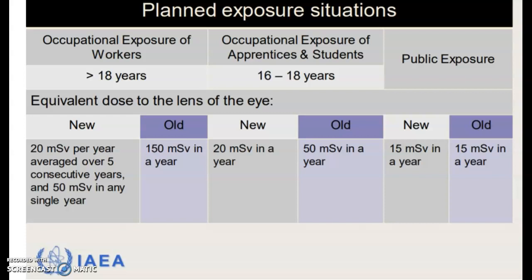As an example of the importance of the ICRP, here are the recommended dose limits for workers, students, and the public alike. At the end of 2013 or the beginning of 2014, around there, revisions were made to these dose limits, and this resulted in a change to the equivalent dose of the eye. As you can see here, previously the recommendation was 150 millisievert in a year to the lens of the eye, and now that has been reduced to 20 millisievert per year for workers and for students in training.